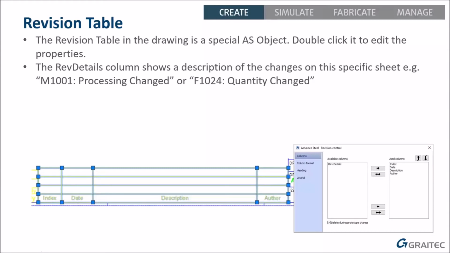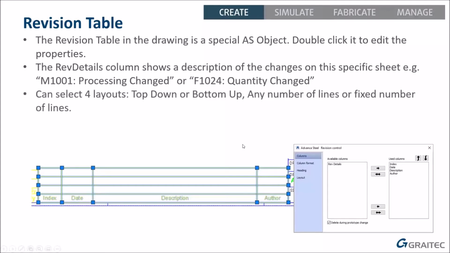The Rev Details column puts a description of the changes in that particular drawing. So the overall description is probably applying to 20 or 30 drawings, like work order 95 or something like that. But the Rev Details will tell you what changed on this particular drawing. It has about 10 or 12 fixed bits of text you can use, like processing changed or quantity changed or whatever. And that will fill that in with the part numbers. So processing changed means the holes or the notches have changed. You can add that column in if you want to.